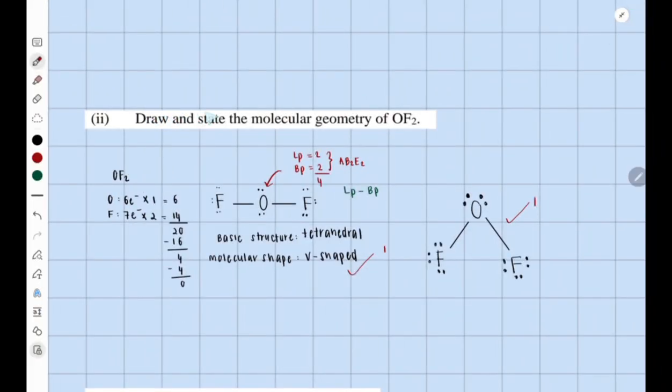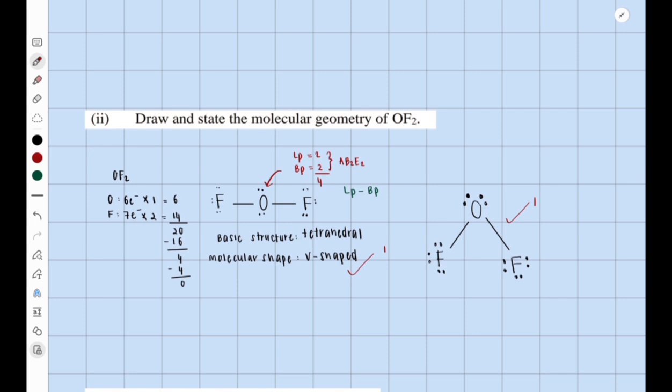3b2. Draw and state the molecular geometry of OF2. First, we need to determine the total number of valence electrons. O has 6 valence electrons times 1 equals 6. Fluorine has 7 electrons times 2 equals 14, and the total is 20. Then we need to decide the center atom of the structure. The center atom is the less electronegative one. Since O is less electronegative than F, O will be the center atom.